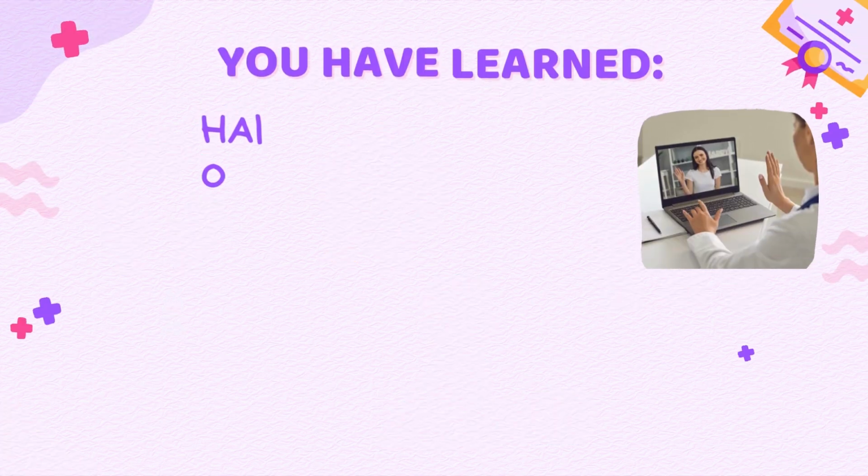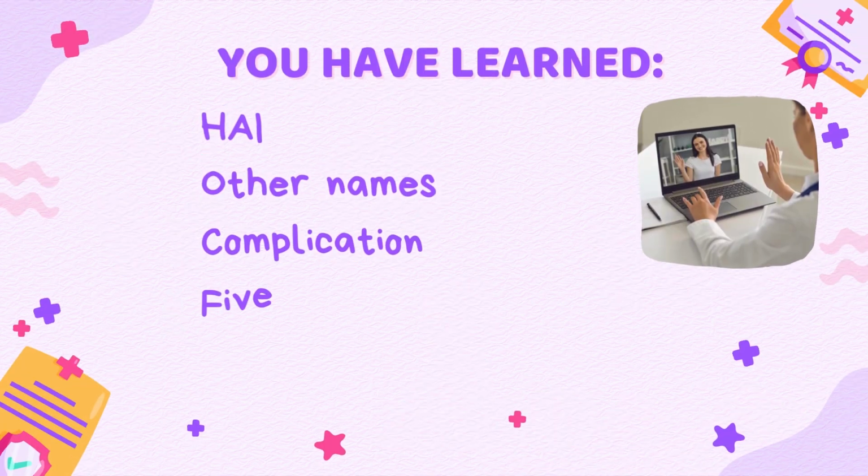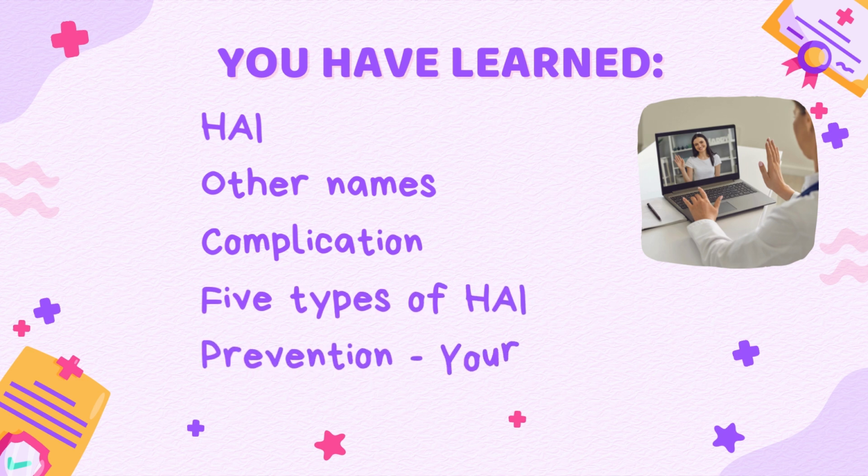So, with this, I hope you have understood the concept of healthcare associated infections. What could be the other names? You can recall what all synonyms that I've told in the video. You have also come across the complication of HAI. It costs money, it costs the life of a patient, it costs everything. So we have also seen five types of HAIs.